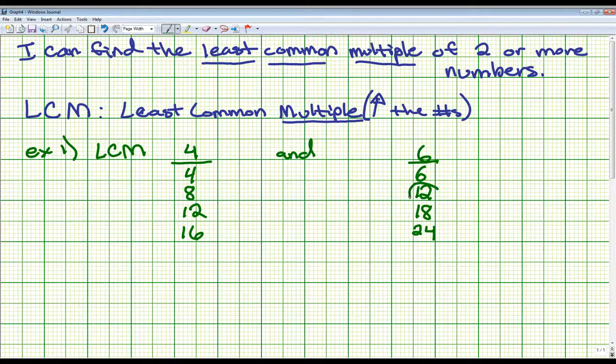If we look at our lists, within the first 4, I see some things in common. I see that this list has a 12, and I also see that this list has a 12. There's nothing lower than that they share in common. So 12 would be the LCM for 4 and 6. Now, it's good that they say least common multiple, because if they said greatest common multiple, we would be listing these for days and days until we found the one that's the highest. So when you're going above the numbers, you're looking for the lowest one on the list.